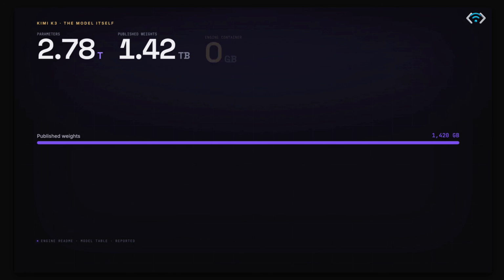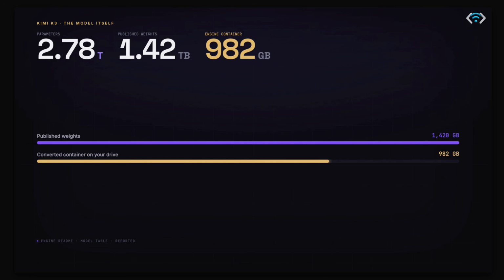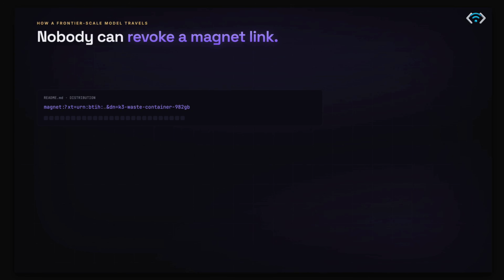The model is KIMI K3, 2.78 trillion parameters, published weights totaling 1.42 terabytes. The engine converts that into its own container format, which lands at 982 gigabytes on your drive. And here's the detail that made me smile. The converted container is distributed by Torrent.